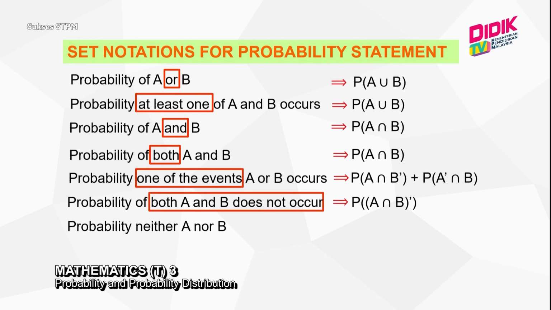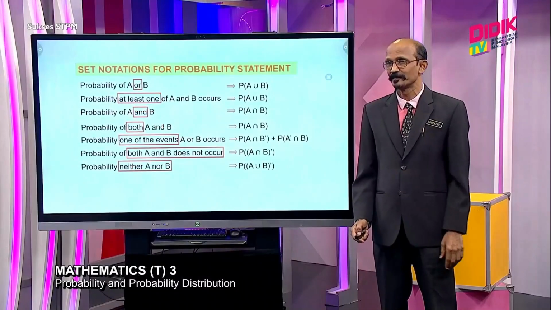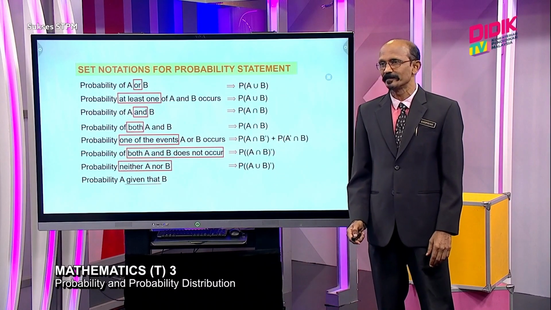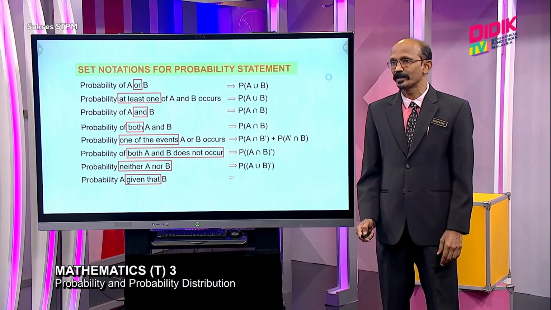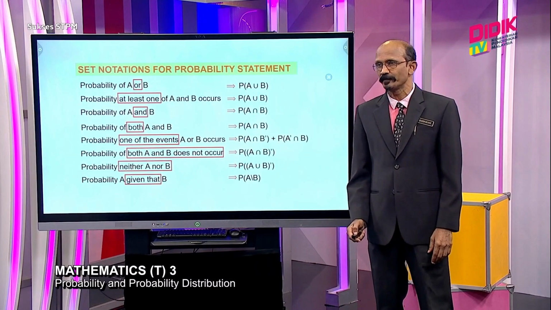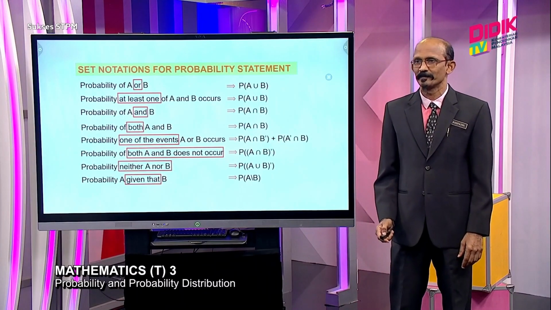Next one, neither nor. Neither nor means here very clear, A union B prime. So you can see the difference. Both A and B do not occur and neither A nor B are slightly different. Okay, the last one is probability A given that B. So this actually comes under conditional. Under conditional, this one is probability of A given B.